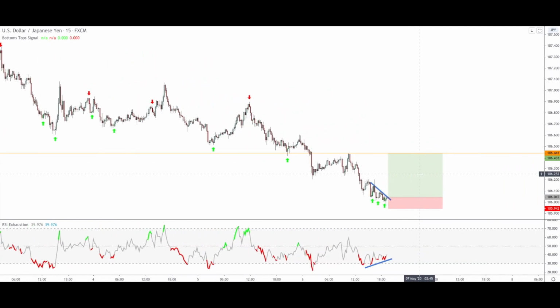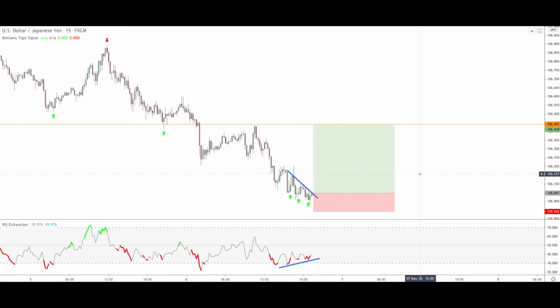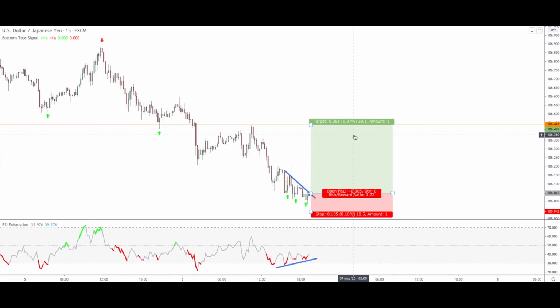I'm pretty confident that the price, if it bounced back now, it should move at least to this level, at least to retest this level. So let's see what happens.